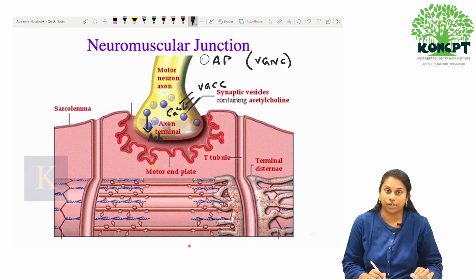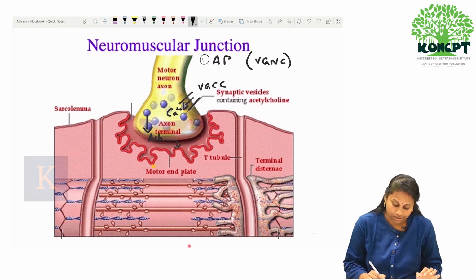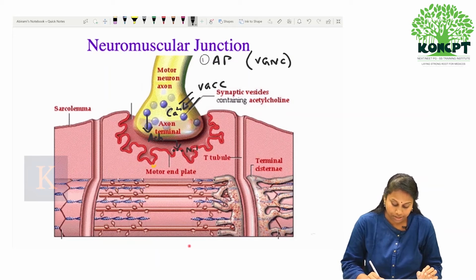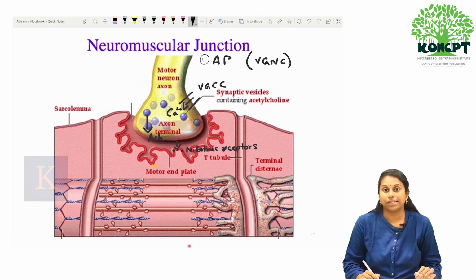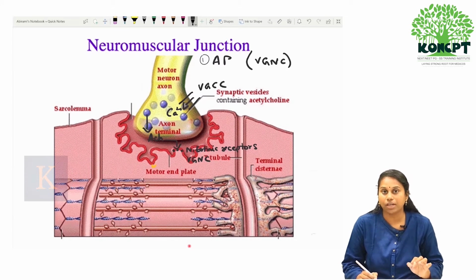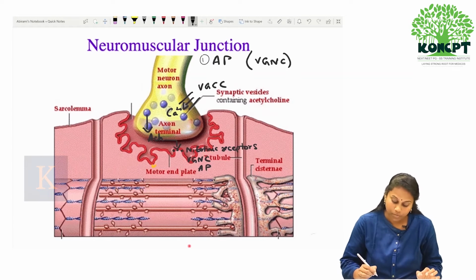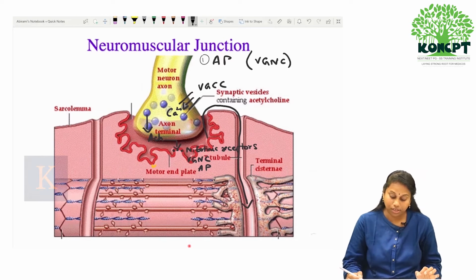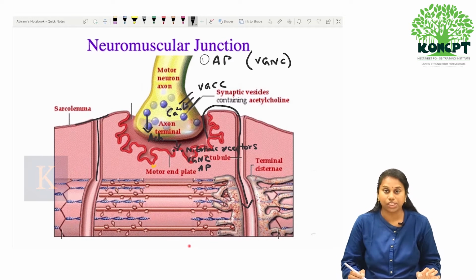What does this released acetylcholine do? It attaches to the nicotinic receptors present on the postsynaptic membrane. And what does this do? It increases the sodium influx by opening voltage gated sodium channels and thereby development of an action potential again. So, this action potential travels along the sarcolemma like this and moves along the T tubule. These are the T tubules here, and the action potential moves along the T tubule and travels into the muscle fiber.